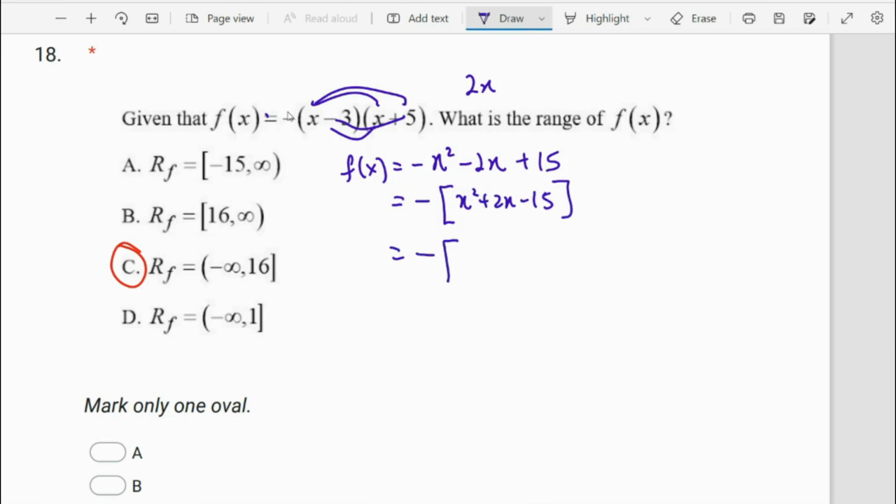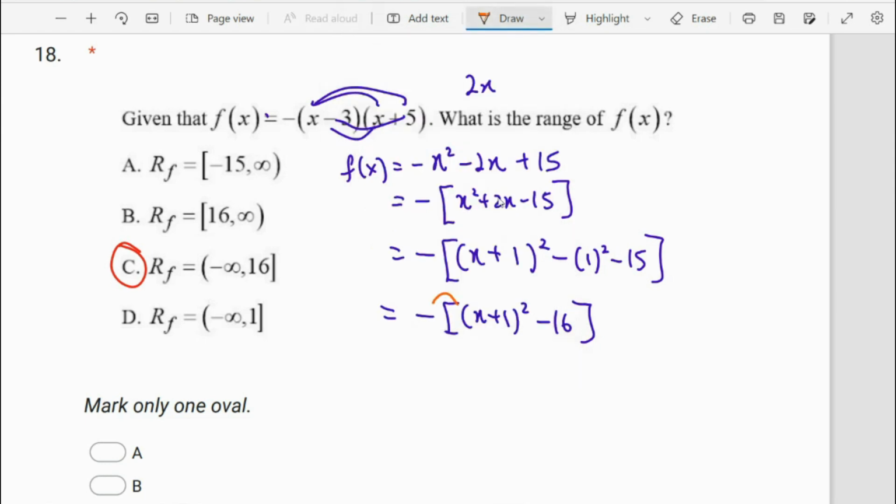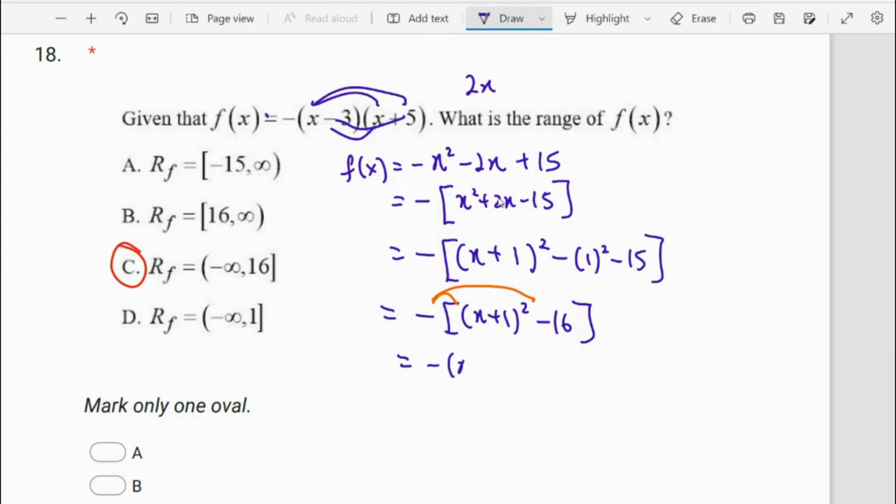Okay, we continue with completing the square. We factorize the negative. So how to complete the square? Put the x in the bracket of square. Then for the b here, we divide by 2, and immediately minus that value squared. For the value of c, we copy only. So here will be negative 16. Then we expand back here. It gives you negative (x plus 1) squared plus 16.